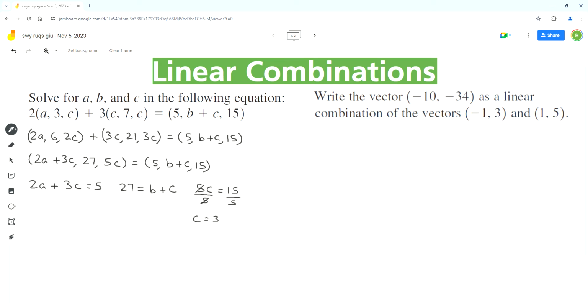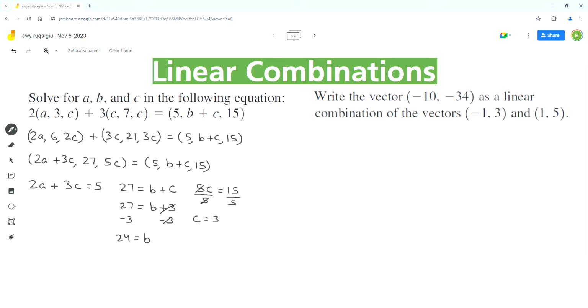Now we can sub in this value of c in our second equation to find the value of b. So we can isolate b by subtracting 3 from both sides. 27 minus 3 is 24. So this is the final answer for b.